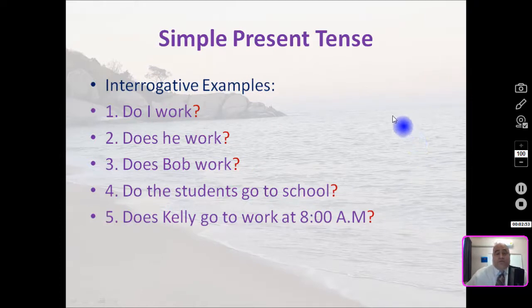Interrogative examples. These are examples of simple present tense where the sentences are used for questions or in interrogative. Number 1, do I work? Number 2, does he work? Number 3, does Bob work? Number 4, do the students go to school? Number 5, does Kelly go to work at 8 a.m.? These are examples of interrogative question forms with simple present tense.